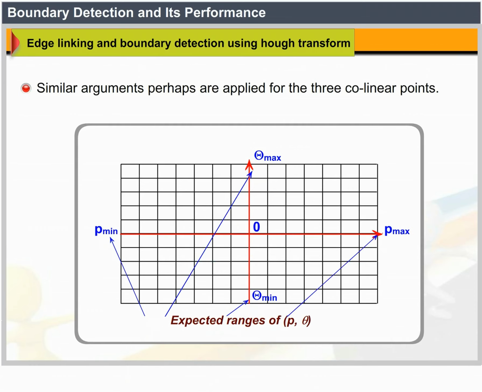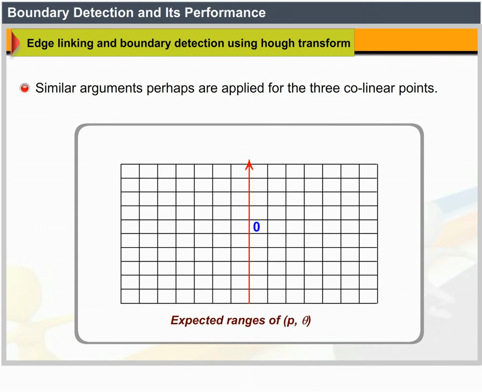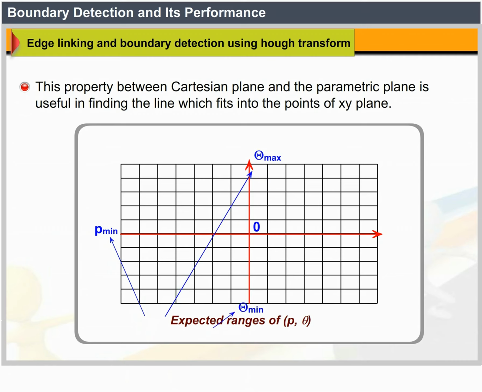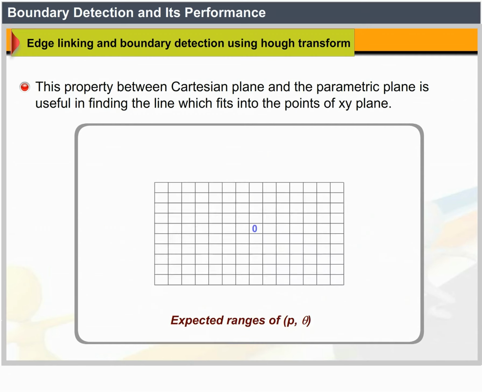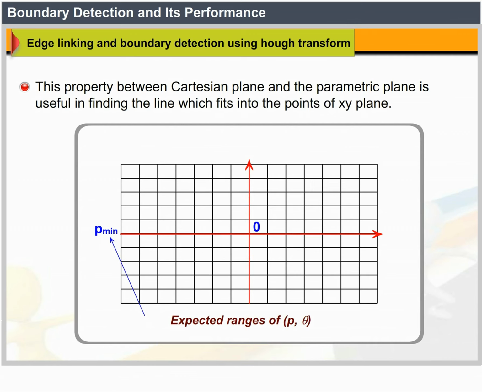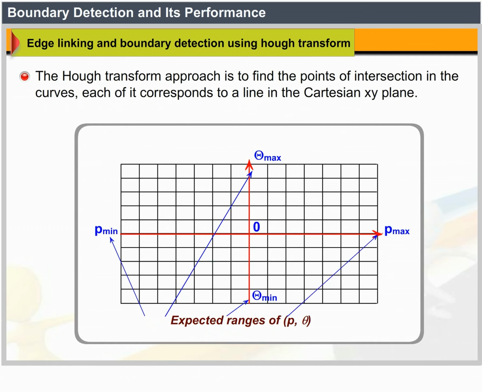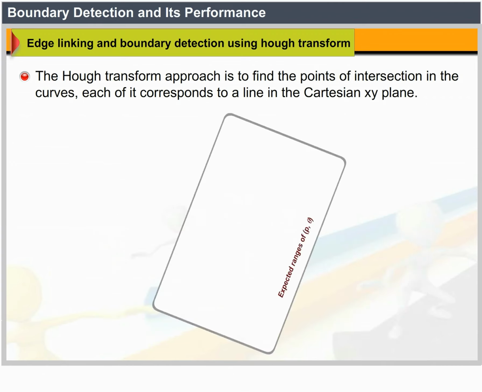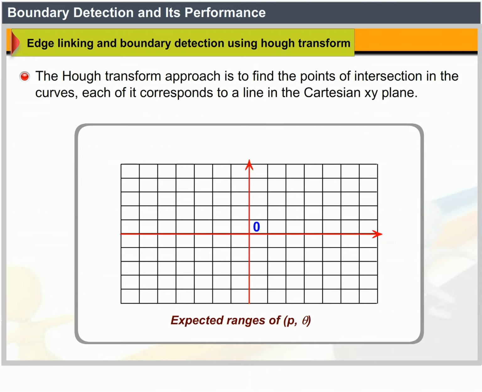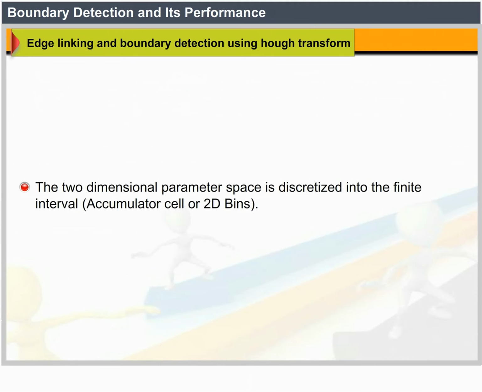Similar arguments apply for 3 collinear points. This property between Cartesian plane and the parametric plane will be useful in finding the line that fits points in the xy plane. The Hough Transform approach is to find the points of intersection in the curves, each of which corresponds to a line in the Cartesian xy plane. The figure shows the expected ranges of rho and theta. The two-dimensional parameter space is divided into finite intervals, accumulator cells, or 2D bins.